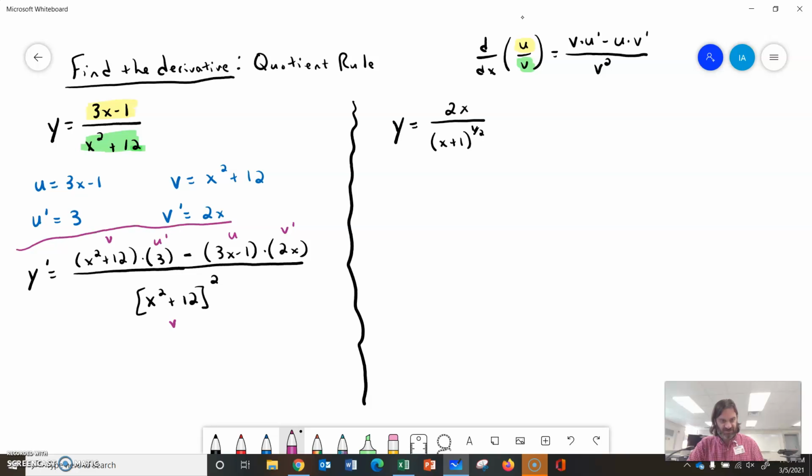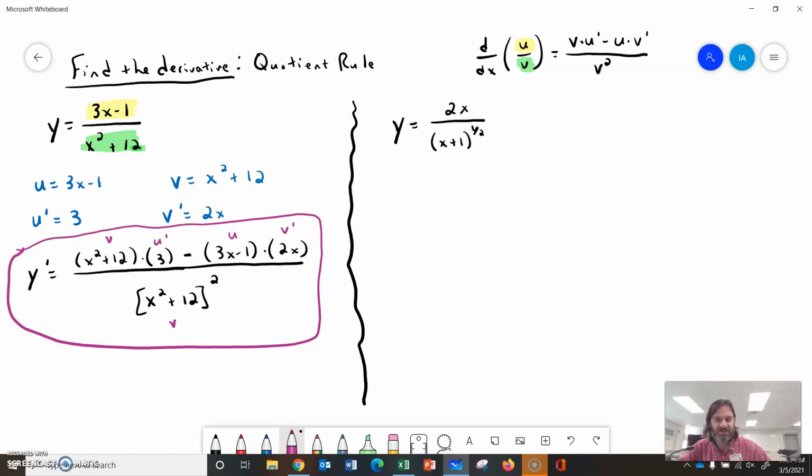Because the parts of this, the u and the v, were pretty easy to take the derivative of, it didn't seem like a lot of work. Now you can clean that up quite a bit, but I'm going to stop right there and just leave the algebra to you if you want to clean it up.